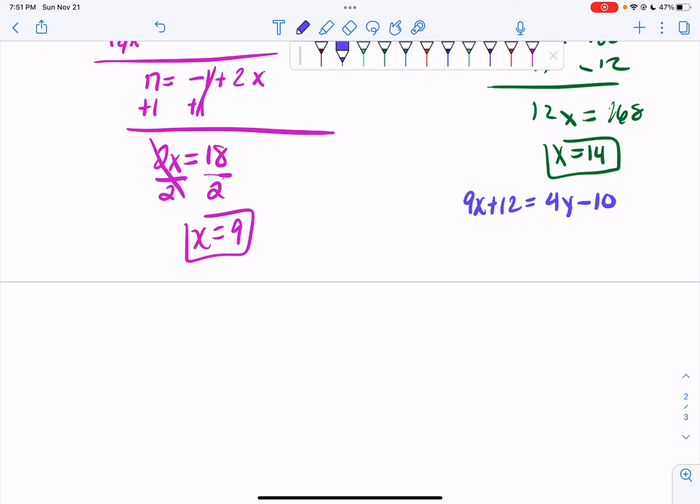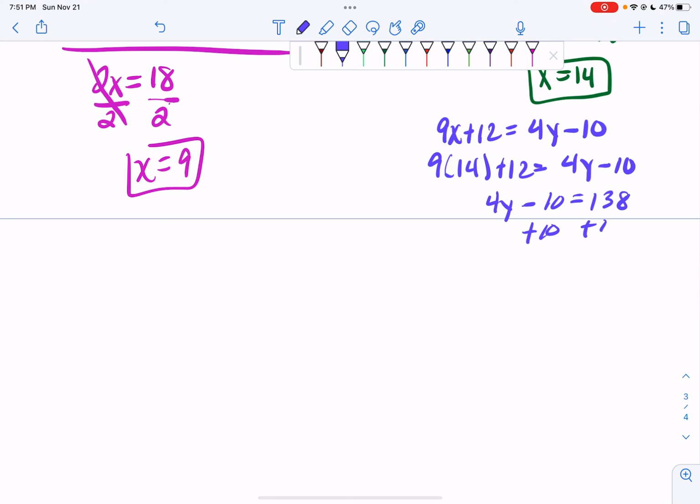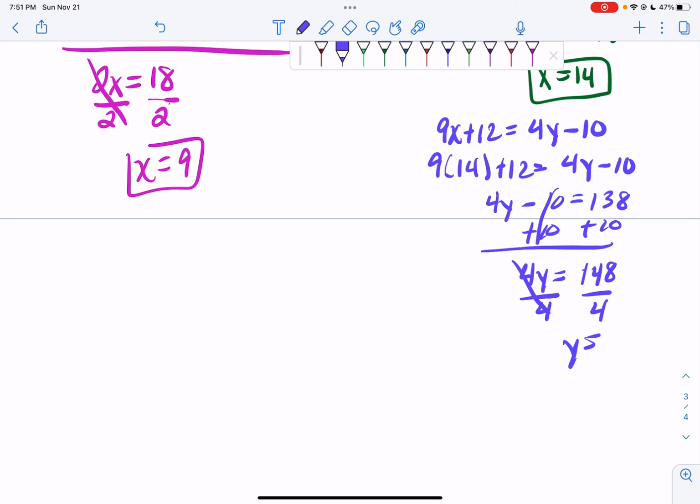But the thing is, I know x is 14, so I can substitute that 14 in for x. So 9 times 14 is 126, plus 12 is 138. So I have 4y minus 10 equals 138. Get rid of my minus 10 by adding 10. So I get 4y equals 148. Divide by 4, divide by 4, and I get y is equal to 37. And that's my final answer.